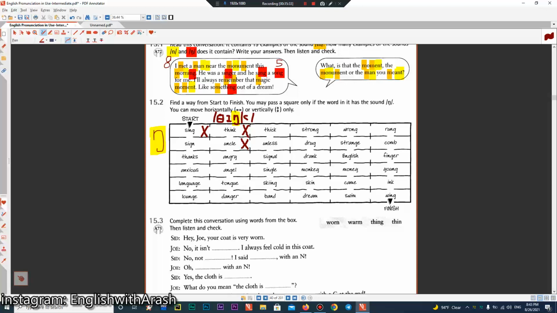After uncle, of course, I can't go to unless, because it has the ne sound, not the ng sound. So I'll go to angry. Yes, angry. It has the sound that I want. Angel doesn't have it, but thanks is good, so I go to thanks.